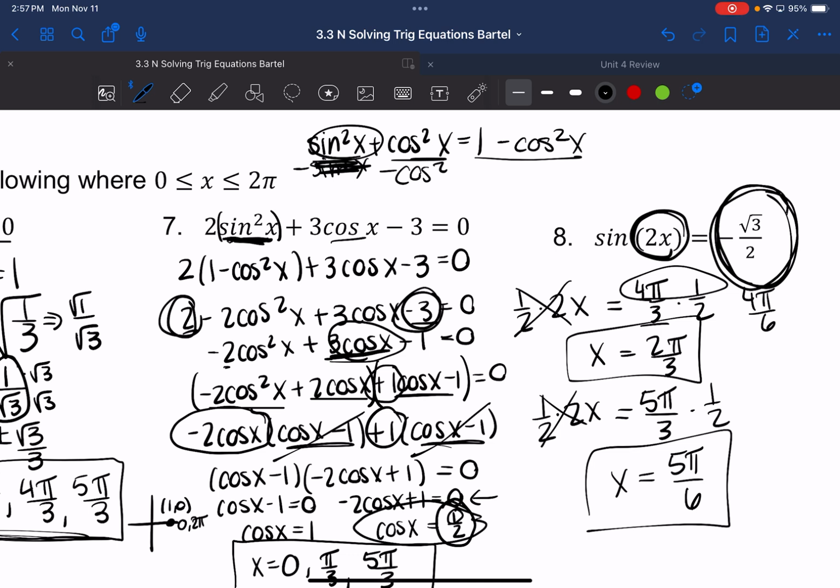How do you get pi thirds from square root of 3? Okay, so right here, square root of 3 over 2. Remember, this is number of fingers to the right because it's sine. For cosine, it would be fingers to the left, but for sine, it's fingers to the right: 0, 30, 45, 60, 90.